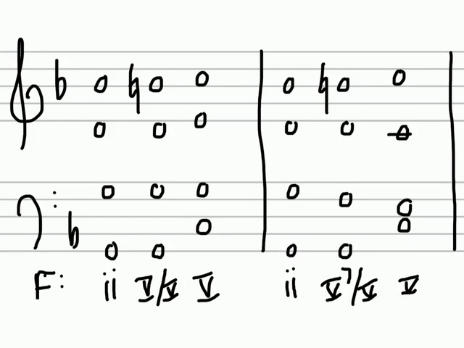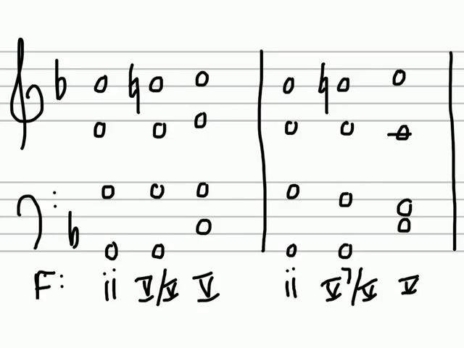So in this example, in F major, here's F, we can have a 2 chord, 5 of 5, 5, which of course we expect to go to 1 when that resolves.